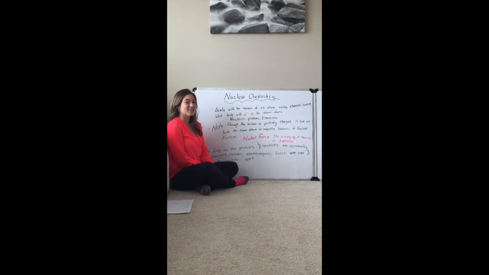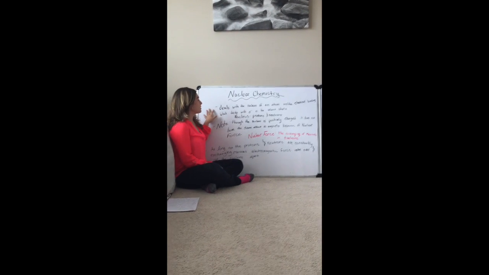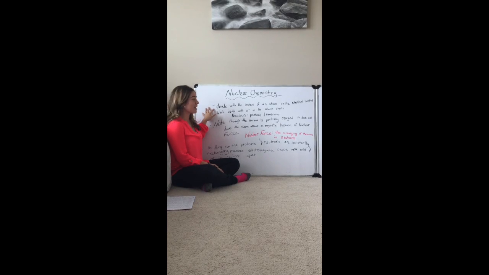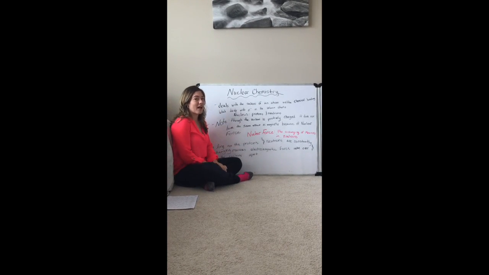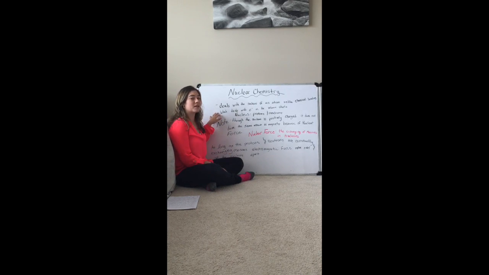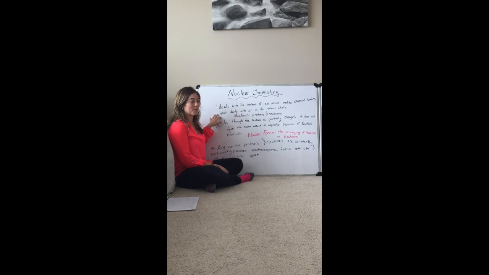Today we'll be talking about nuclear chemistry. Well, nuclear chemistry deals with the nucleus of an atom. Unlike chemical bonding, which deals with the electrons in the valence shell, the nucleus is made up of protons and neutrons. It is what makes an element an element.